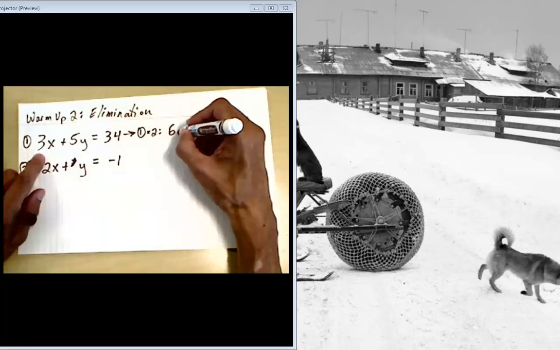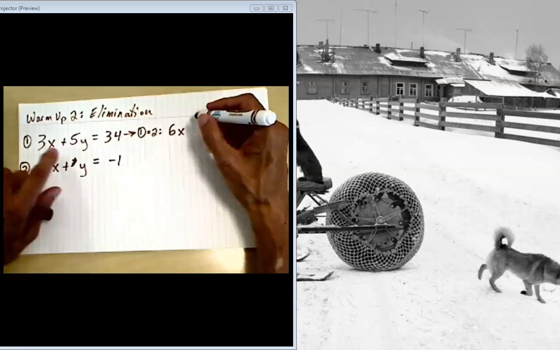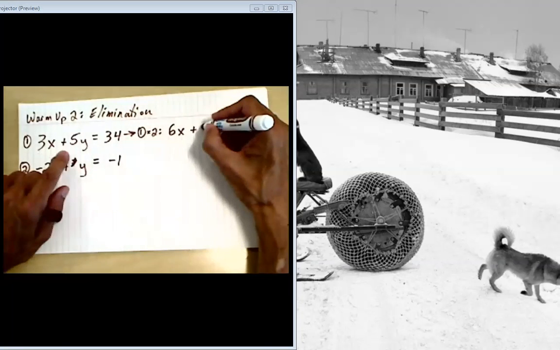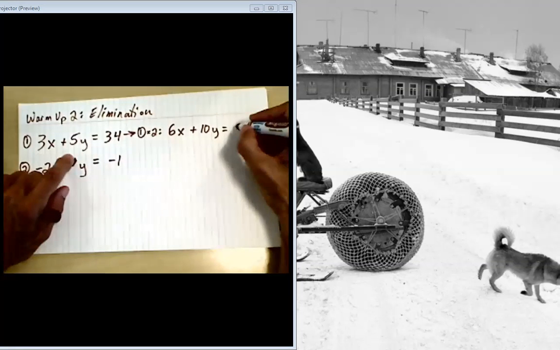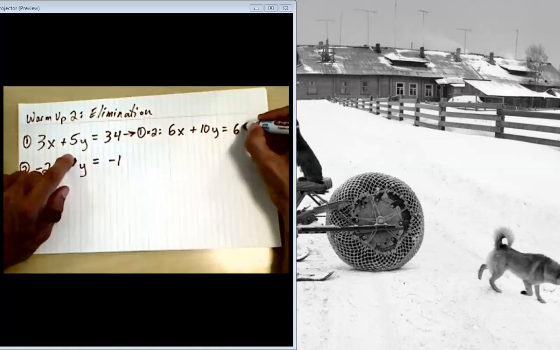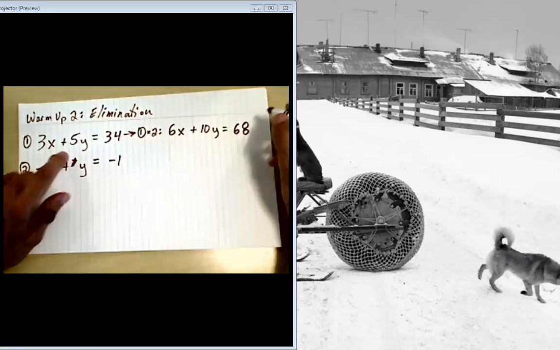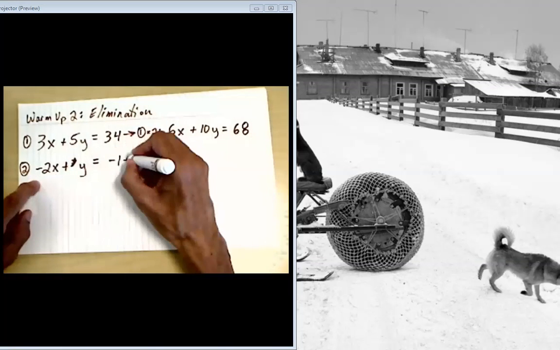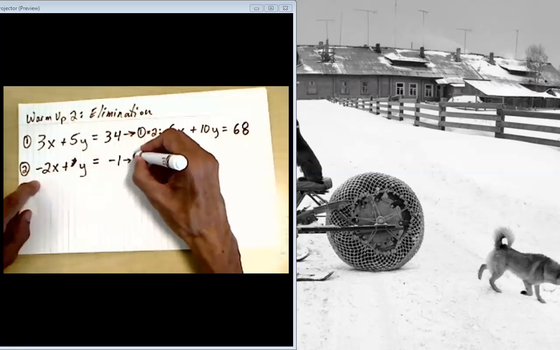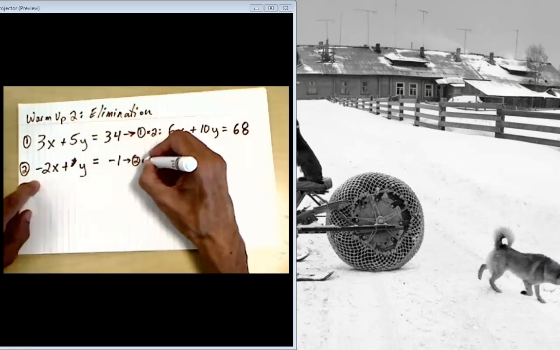6x plus 10y is equal to 68. Good. That creates a 6x here, so that's good. Now what do we multiply this one by? 3. Times minus 2 is minus 6.